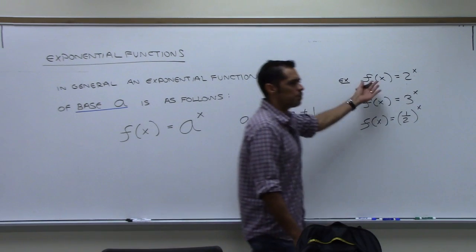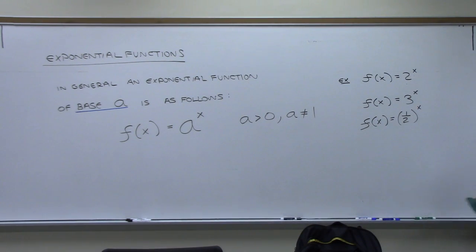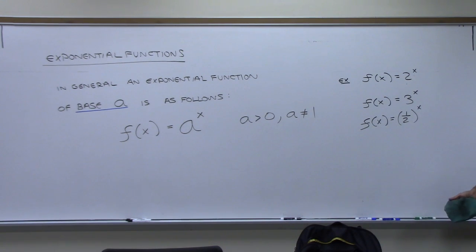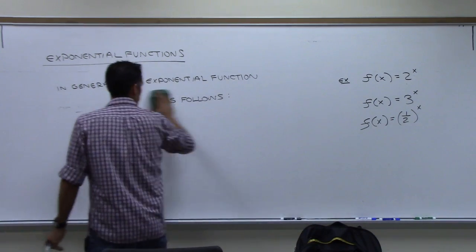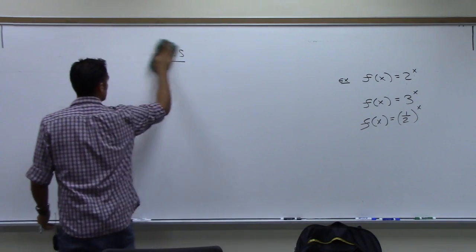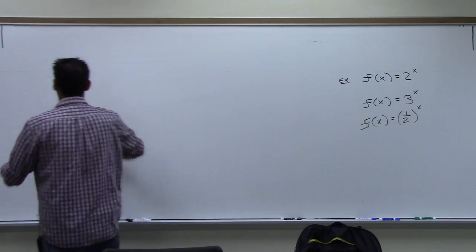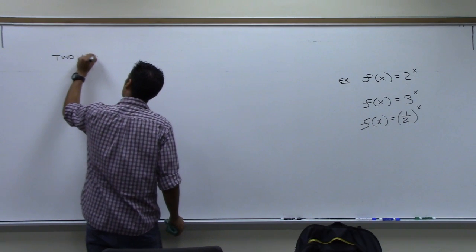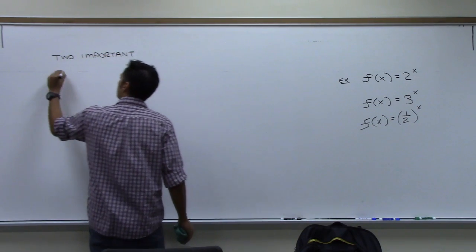Now, 2 to the x is pretty popular, because of the binary stuff that I was talking about. But there's a couple of others that are really important and used a lot in mathematics, physics, chemistry. And that's some very specific bases, all right? So let me tell you what they are. 2 important exponential functions.